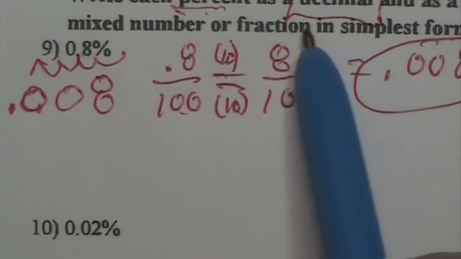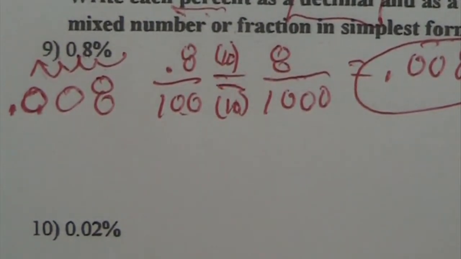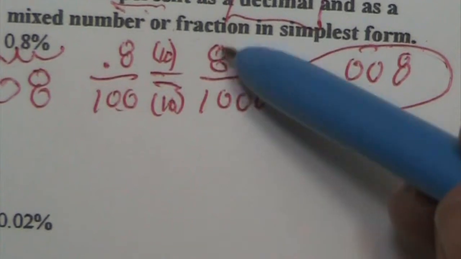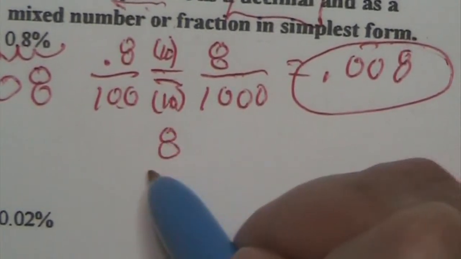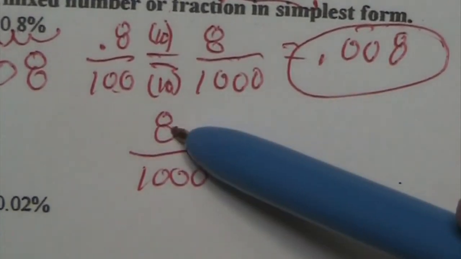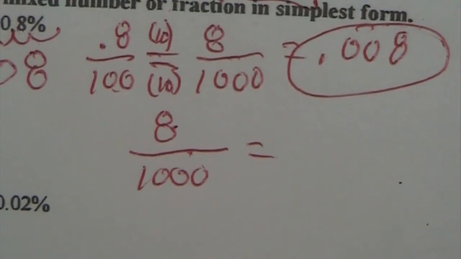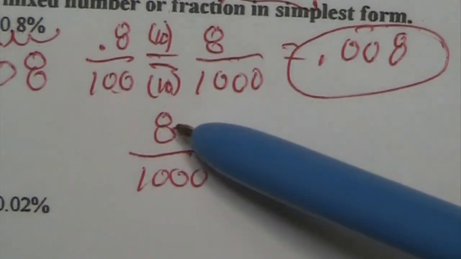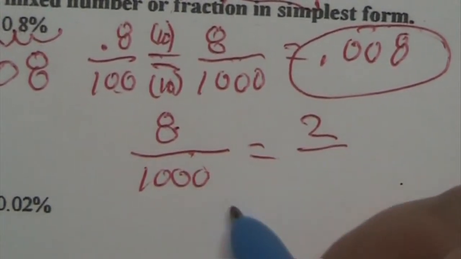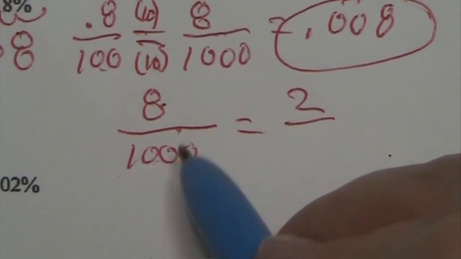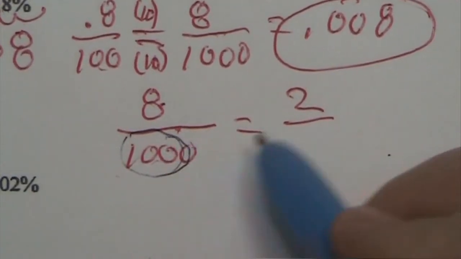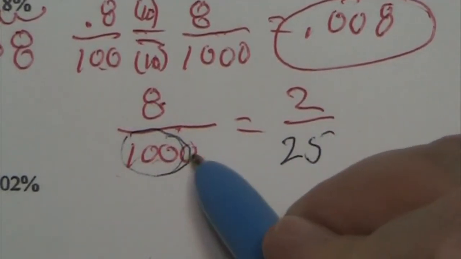The next thing to do is to write this as a fraction in simplest form. So we have already 8 over 1,000. I've already done that. What will go into both 8 and 1,000? How about 4? Does 4 go into both of those? 4 will go into this twice, and 4 will go into 1,000. Well, let's break it up. 4 will go into 100 25 times, so then just add a 0.